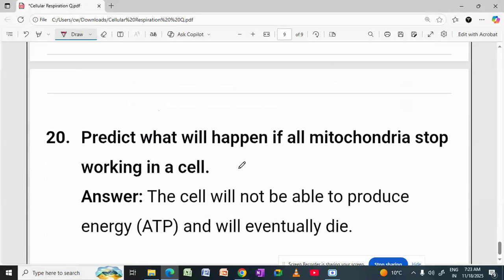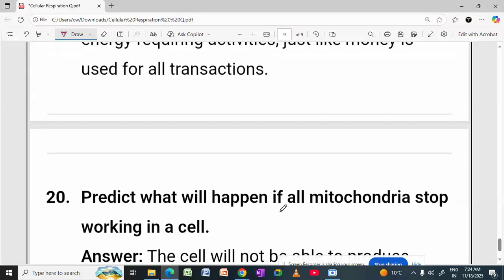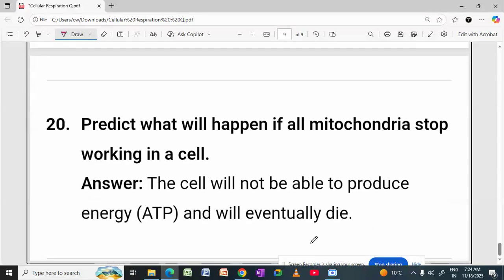Next, predict what will happen if all the mitochondria stop. What do you think? What will happen? Because the cell will not be able to produce energy in the form of ATP, eventually your cell will die. This is what is happening here. Understood? Tell me. Okay, fine.